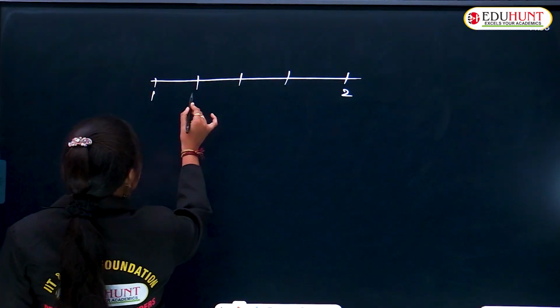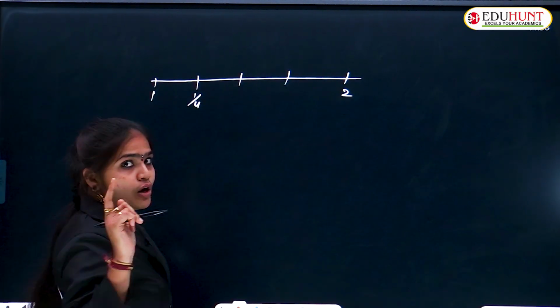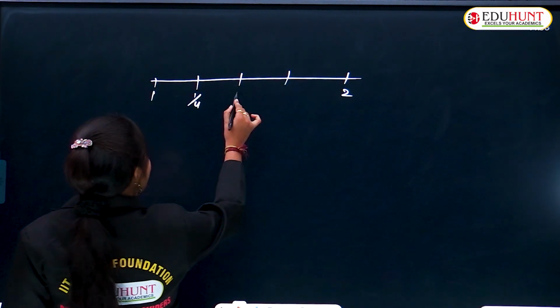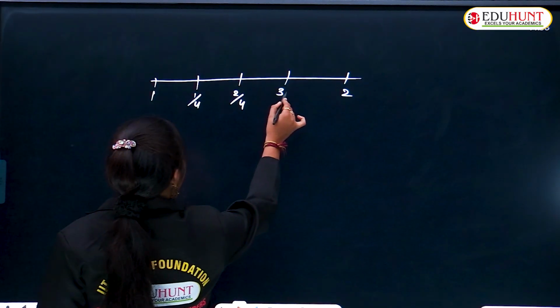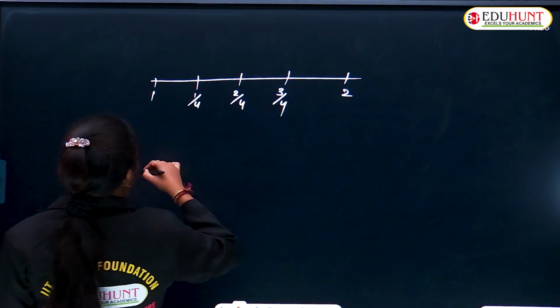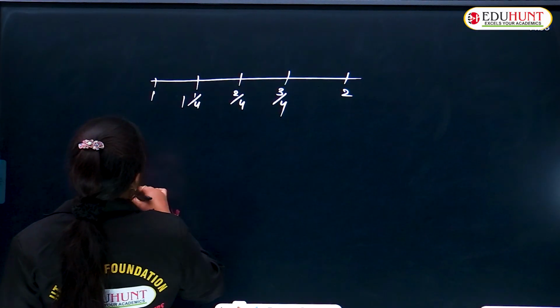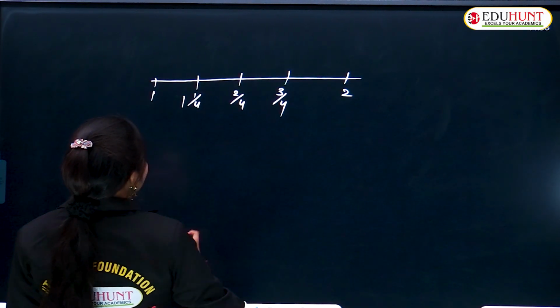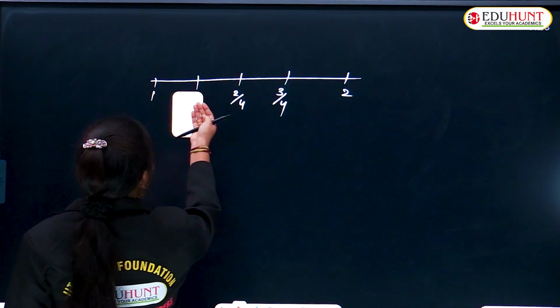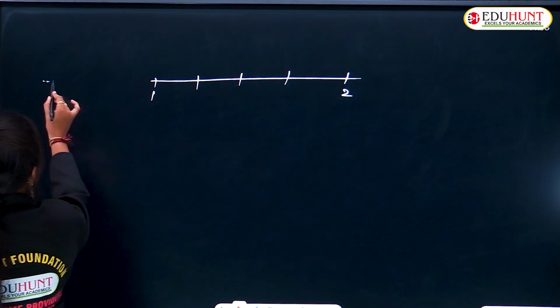Then the first part I can represent as 1 by 4. Already I told you how to write this one. And this one 2 by 4, 3 by 4. Okay. Actually here, by 4 means this is 1 and 1 by 4. 1 and 1 by 4 means how much will you get here? 5 by 4 you can choose.